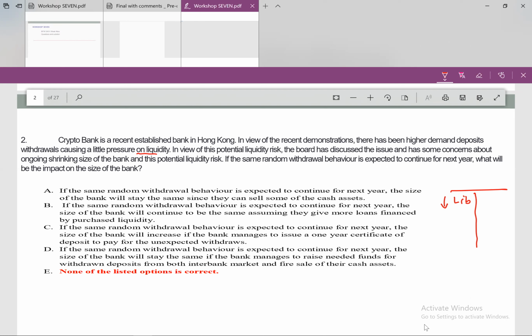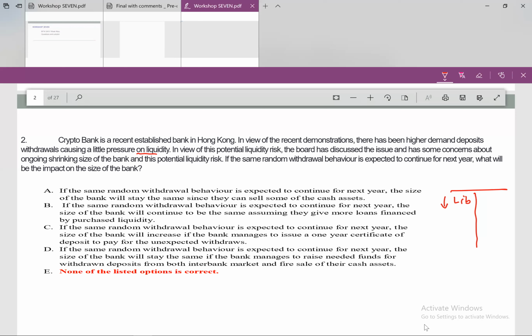If the same random withdrawal behavior is expected to continue for the next year, which means the withdrawal, what will be the impact on the size of the bank? And I bring too many statements. Actually, if this behavior continues, then we will have a drop. And when we have a drop, in this case, the size will be decreasing.